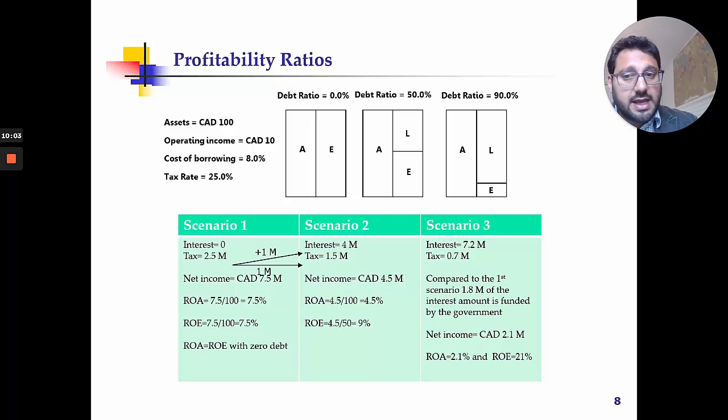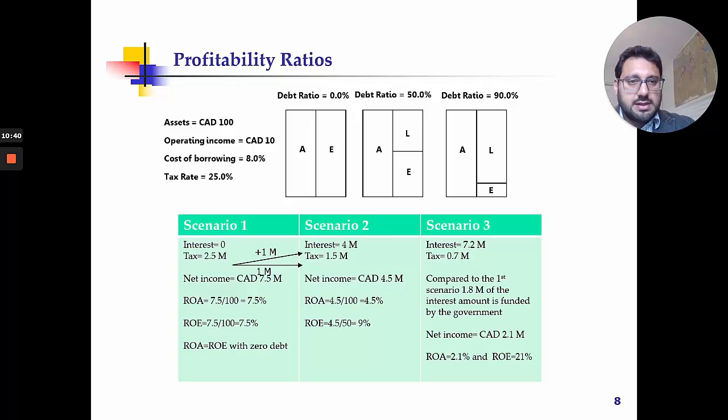So there are three scenarios. In the first scenario, they have not taken any debt. In the second scenario, there is 50% debt. It means that of the 100 million of assets, 50 million is financed by equity, and the rest, 50 million, is financed by debt. And in the third scenario, 90% of the total assets is financed by debt, meaning 90 million of the 100 million total assets is financed by debt, and the rest, 10 million, is invested by the equity holders.